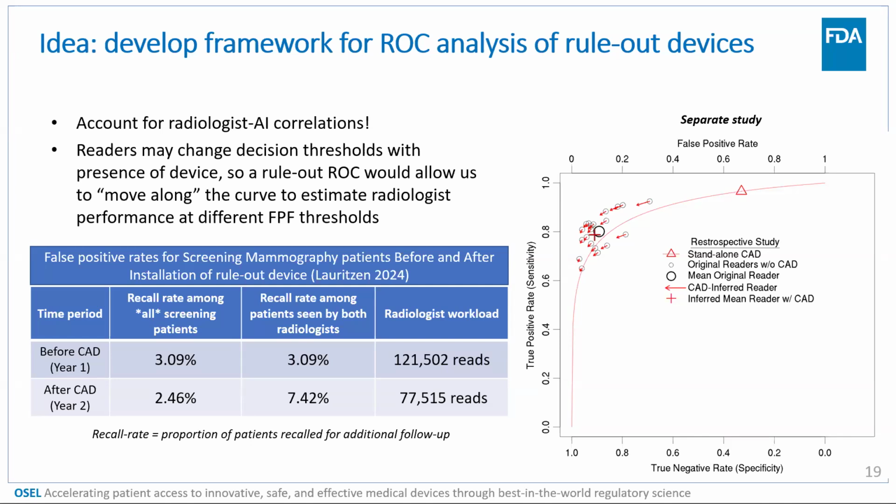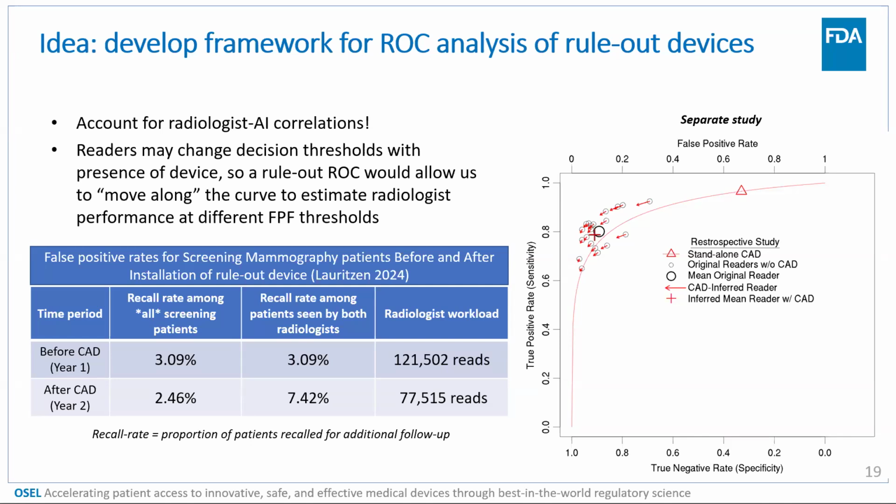This table gives an example of how radiologist reading or decision thresholds may change with the presence of a rule-out device. It's from the Lauritsen paper from the previous slide. And you can see the recall rate among patients seen by both radiologists. So in year 1, the AI system was not implemented yet, and so all patients were seen by both radiologists. In year 2, the AI system was implemented. And so you only have these high confidence, or suspicious rather, cases by the AI being read by both radiologists.